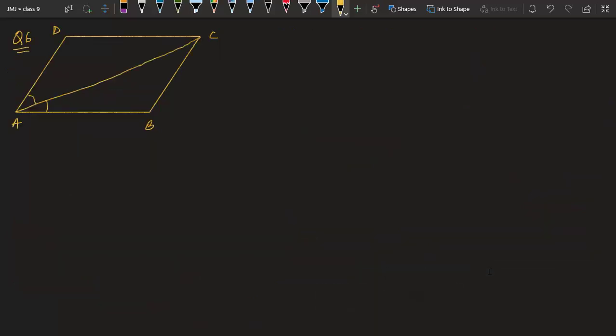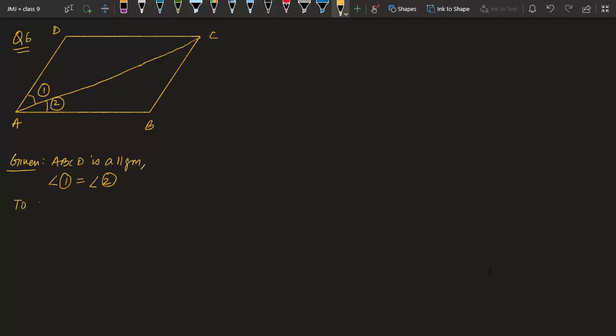Now question number 6. Diagonal AC of a parallelogram ABCD bisects angle A. So let us first write the very important thing which is given. First thing they are saying ABCD is a parallelogram. Now what they are saying is that this diagonal AC is bisecting angle A. So let me call them angle 1, angle 2, and we can say it is given to us that angle 1 is equal to angle 2.